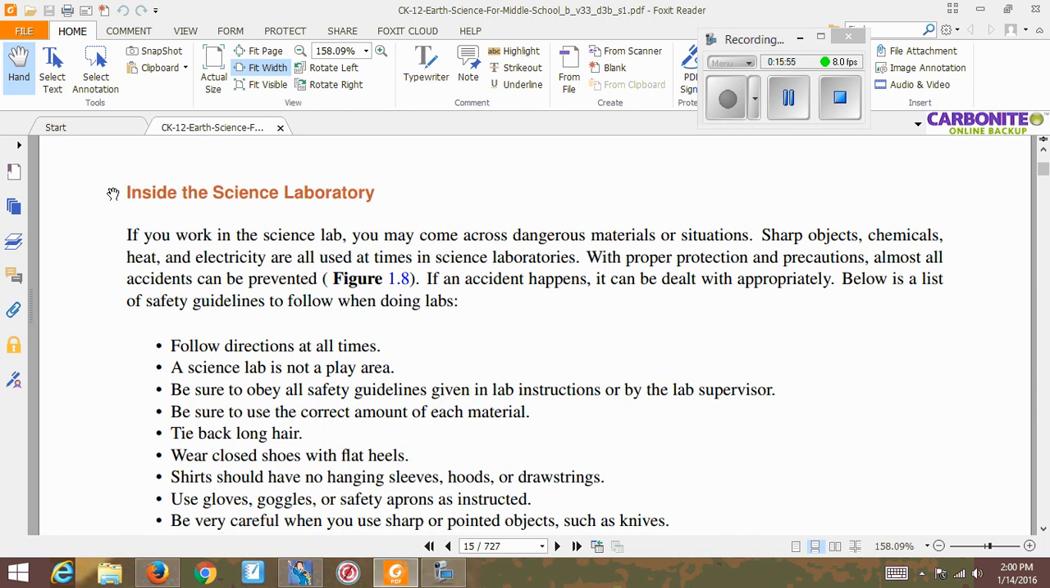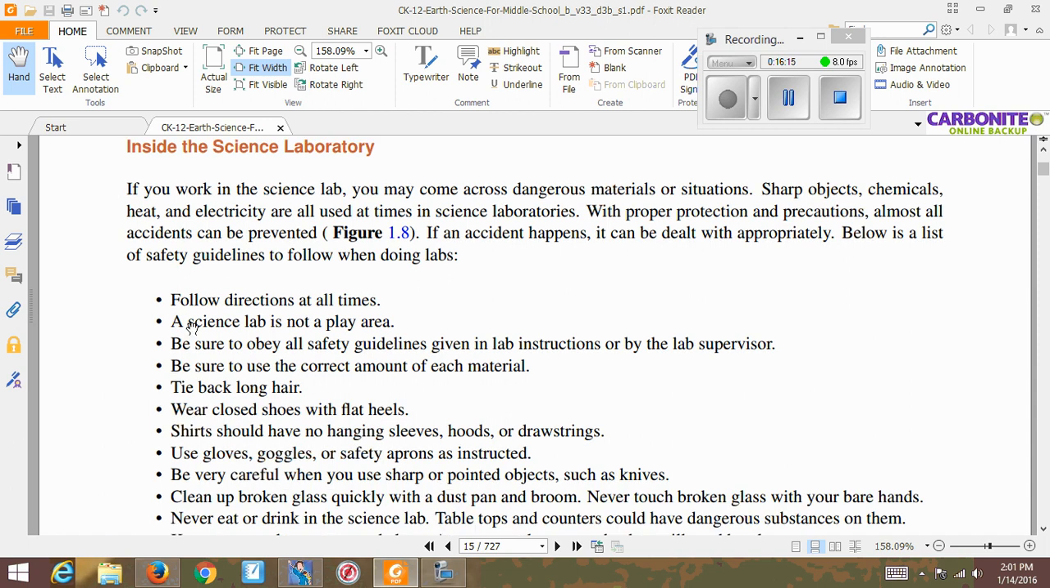Follow directions at all times. The science lab is not a play area. Be sure to obey all safety guidelines given in lab instructions or by the lab supervisor. Be sure to use the correct amount of each material. Tie back long hair. Wear closed shoes with flat heels. Shirts should have no hanging sleeves, hoods, or drawstrings. Use gloves, goggles, or safety aprons as instructed.